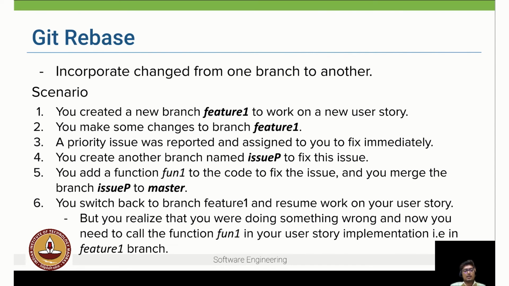Now let's see what is Git rebasing. The git rebase command is used to incorporate changes from one branch to another. Let's understand why we need this command through a scenario. It is the same scenario that we just saw, just that after step 5 there is a small change. So till step 5 the scenario is the same.